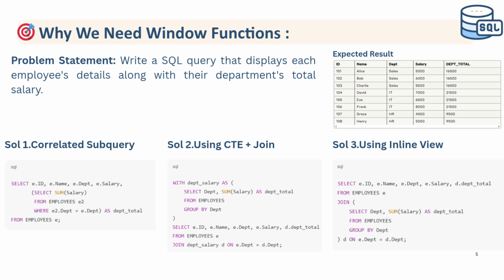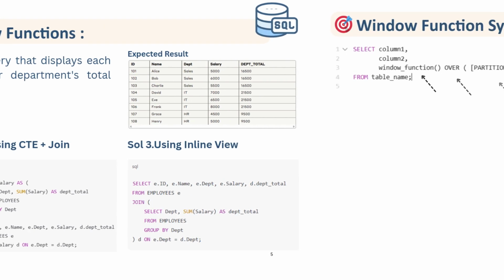To solve this, we typically write queries using aggregate functions combined with joins, subqueries, or common table expressions. But in all these cases, we end up repeating the same aggregation logic, which makes the code harder to read, and also less efficient, especially as the data grows. This is exactly why window functions were introduced. They solve the core limitation of group by, letting us calculate aggregates while still keeping all row-level details, in a single, elegant, and performant query.